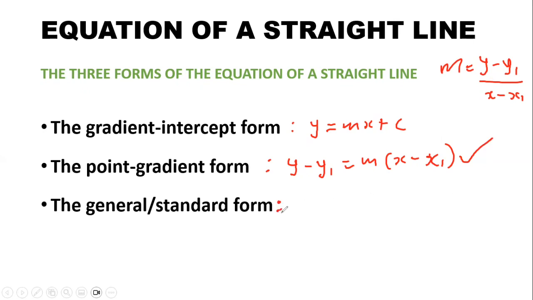We also have another form of the equation of the straight line, which is the general form or the standard form. This is in the form ax plus by equal to d, or ax plus by plus d equal to 0, where d is an integer.